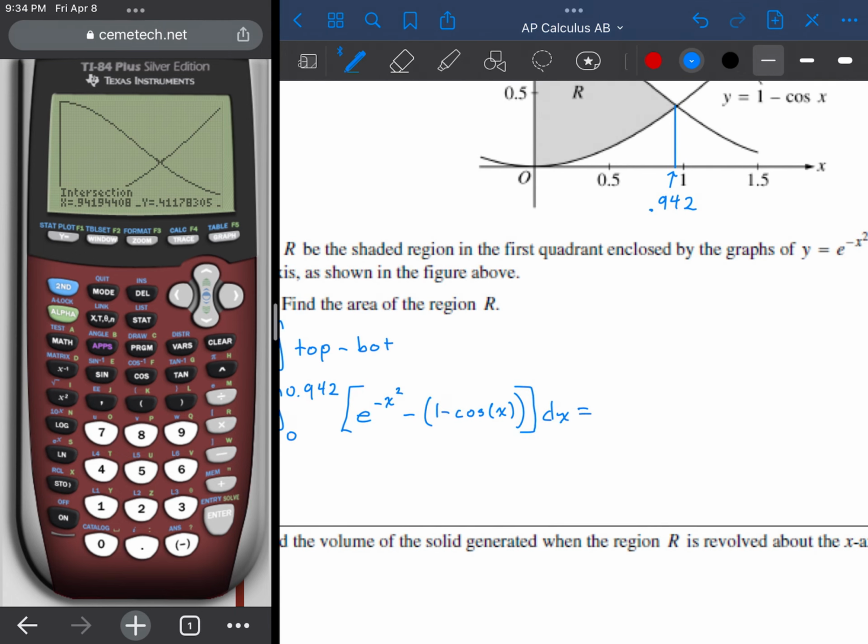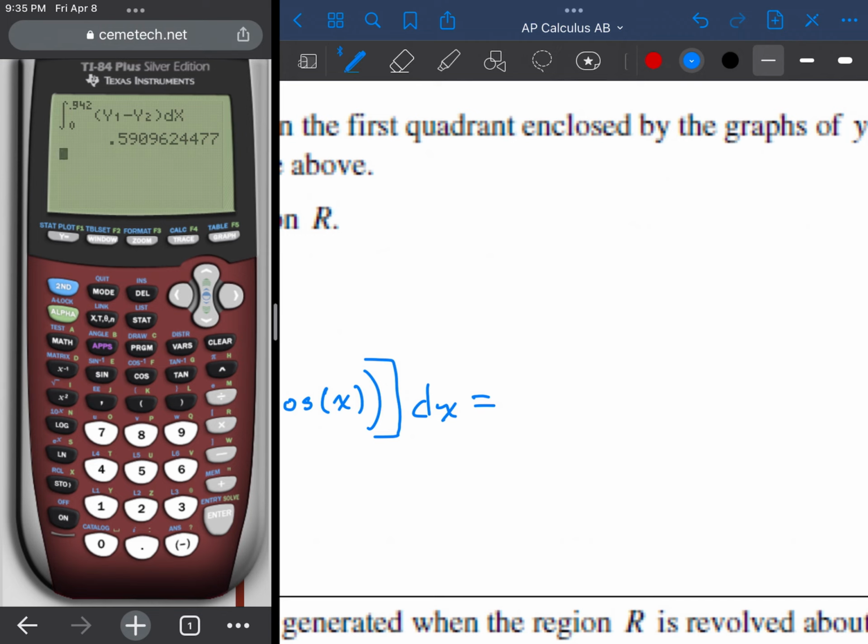This will be approximated by the calculator, so we'll come over here, second, and quit. Then math 9 to do an integral between 0 and 0.942, and then this is going to be bars right, enter 1, minus bars right, enter 2, with respect to x, enter. And we get 0.591 if we round it. So this is going to be 0.591. Cool. And I'll box it.